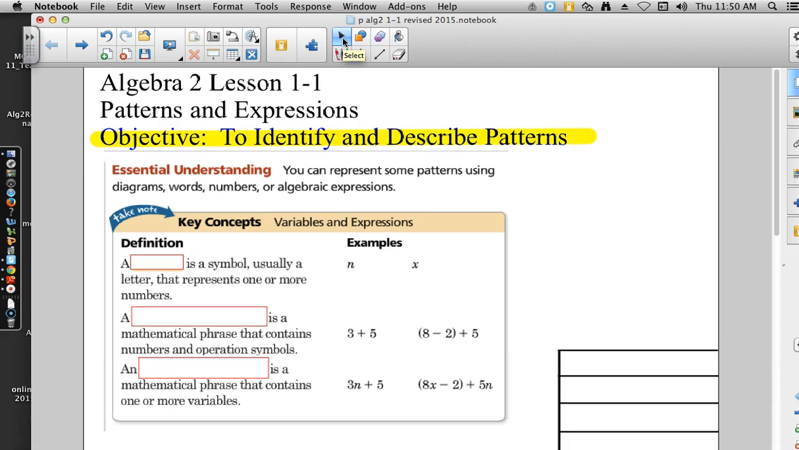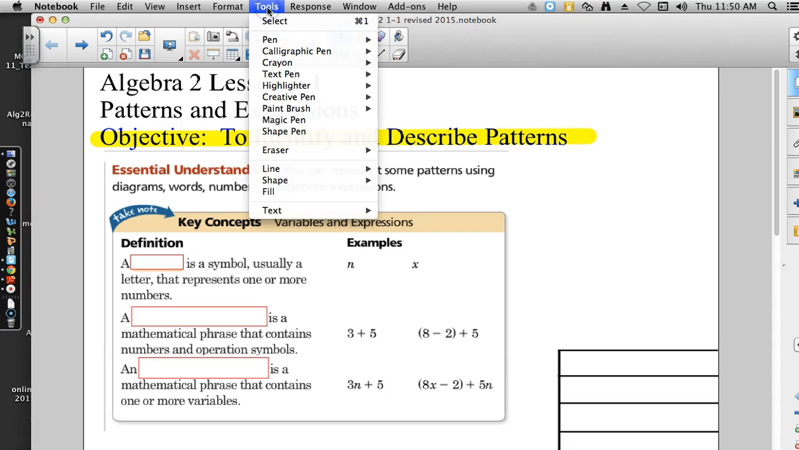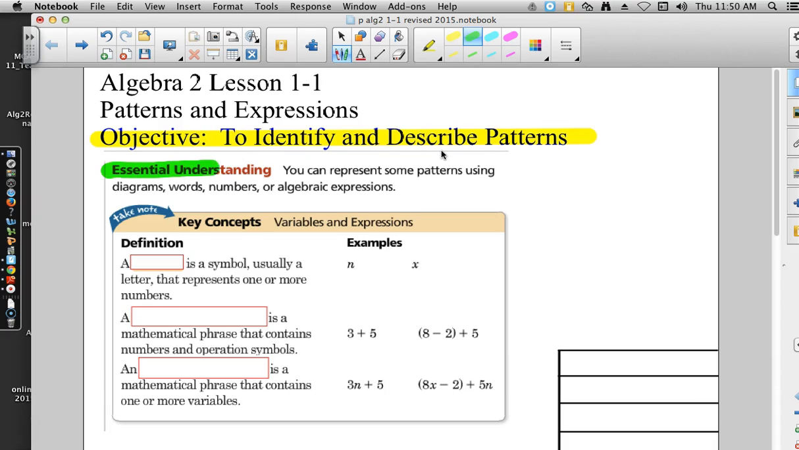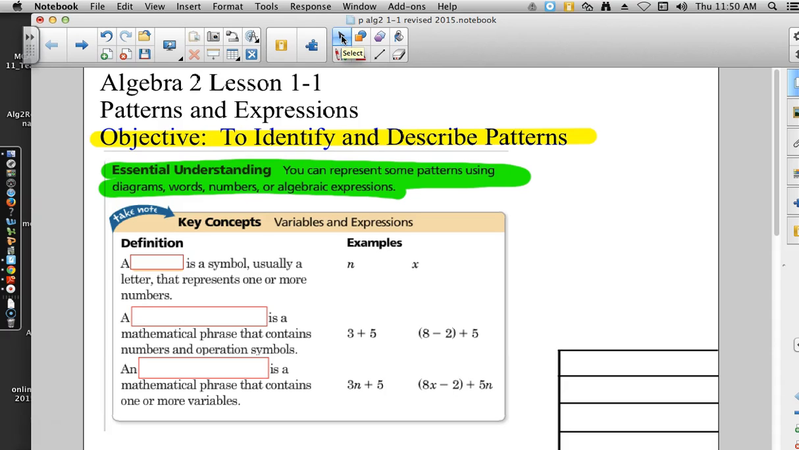So the essential understanding is you can represent some patterns using diagrams, words, numbers, or algebraic expressions. So we have different ways that we're going to be going after these patterns. In the end, what we really want to do is come up with an algebraic expression to tell someone what the 5th term is, the 6th term, the 28th term is. So our essential understanding, I would probably want to highlight that as well. Because that's telling me there is more than one way that I'm going to be able to do this.